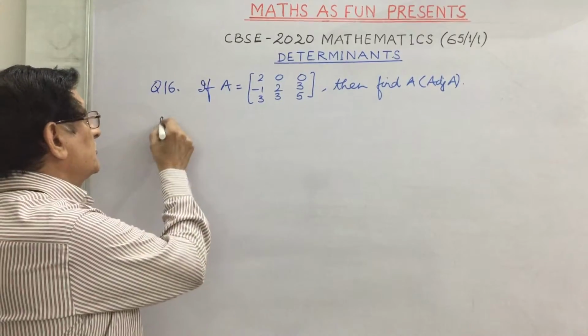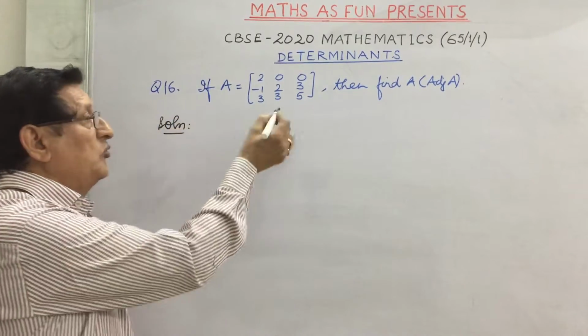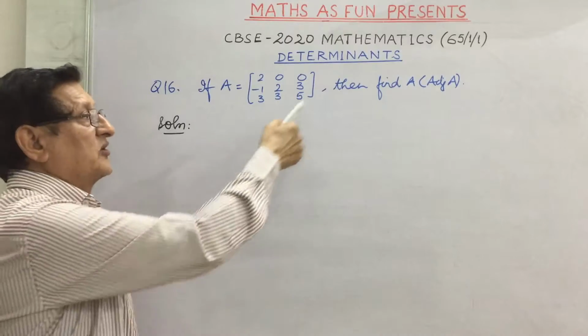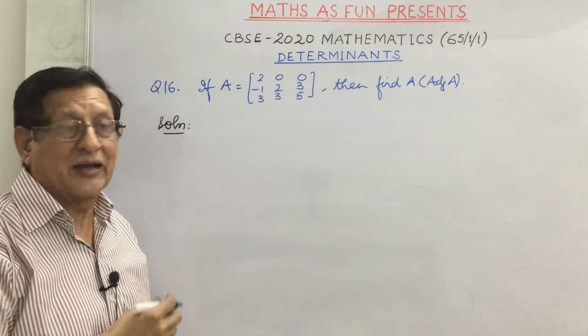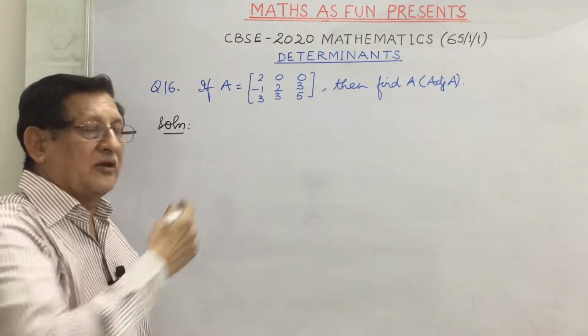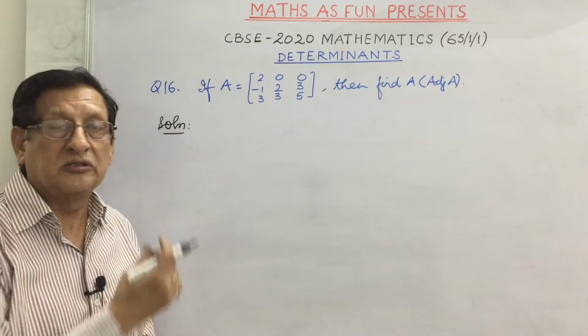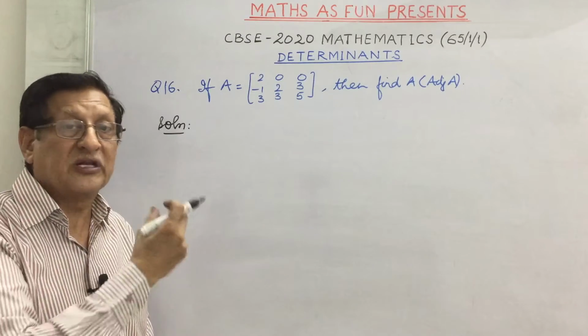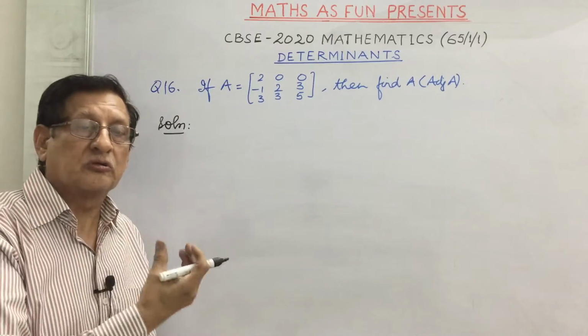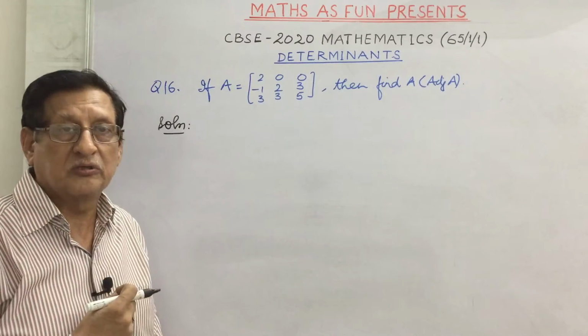To find the solution of such problem, we have two methods. One is that first we find adjoint A and then we find the multiplication of A with adjoint A. But this is a question of 1 mark. That is a very short answer type question. So we should also use a short method for doing this.